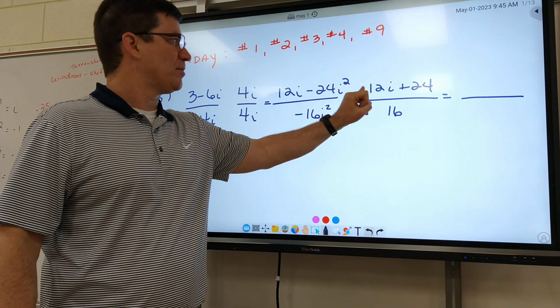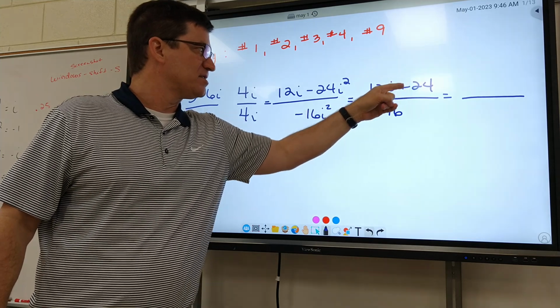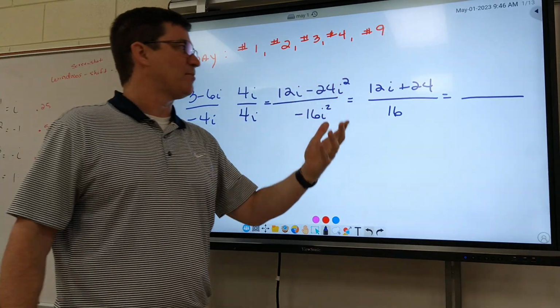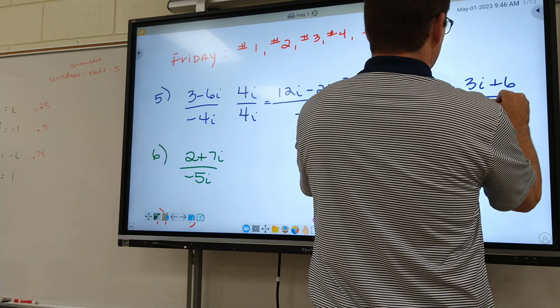All right, so when you complete the problem, look at it. Some of the problems you'll be able to simplify further. What do I mean by that? What can I divide all 3 of these numbers by? 4, so divide them by 4 and you're done. So I got 3i plus 6 over 4.